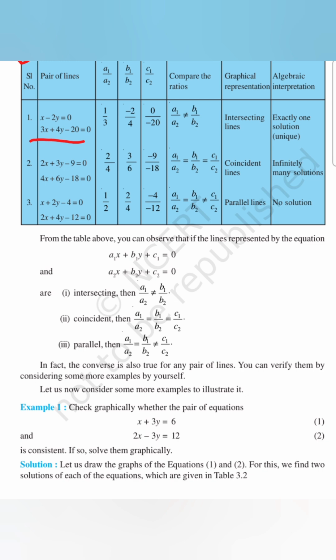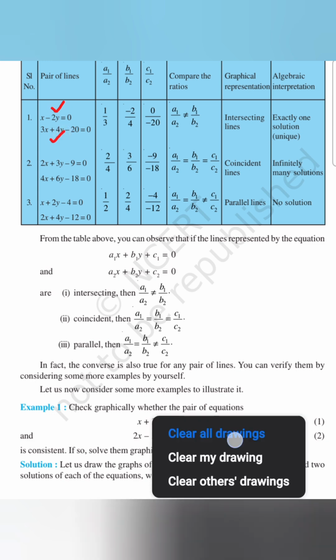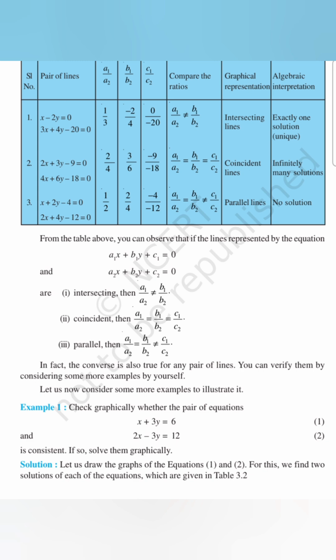Always look for the coefficients of x. There will be a1 and a2. So here a1 is 1 and a2 is 3 because you have to see the coefficient of x. For b1 and b2, look for the coefficient of y. So here you have b1 as minus 2 and b2 as 4, and the constant terms will be c1 and c2. In first equation you don't have any constant terms, so c1 is equal to 0, and in second equation you have c2 as minus 20.